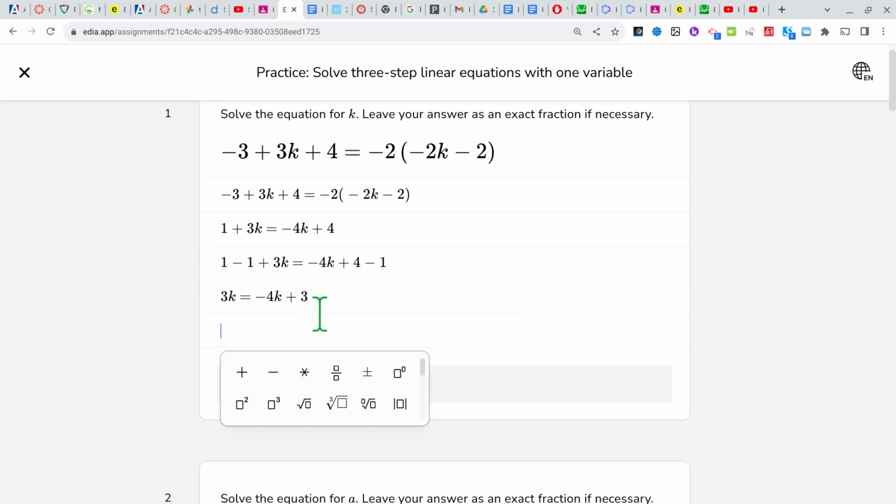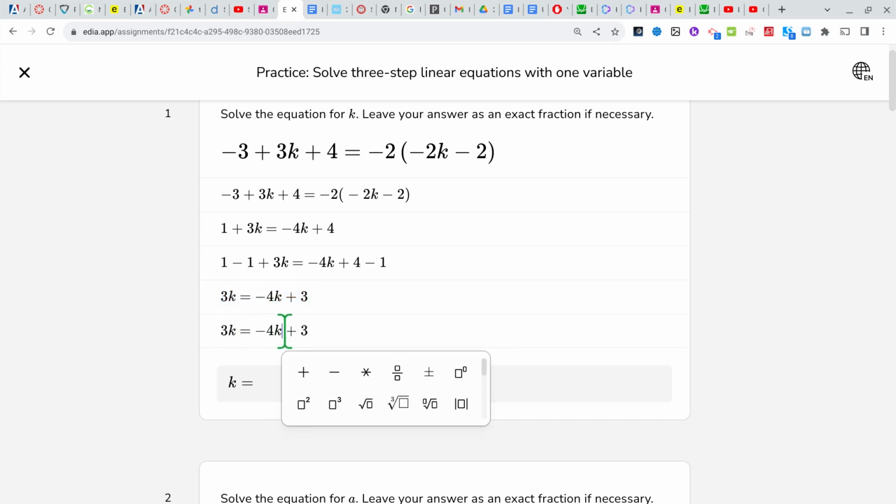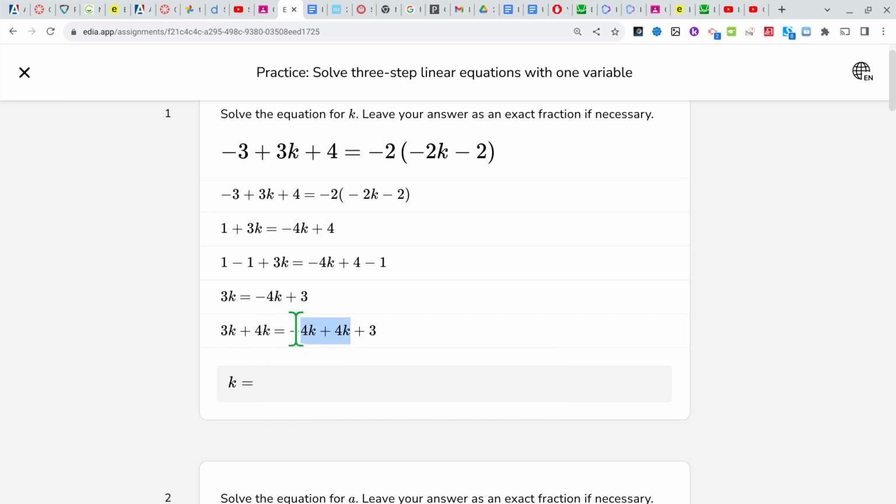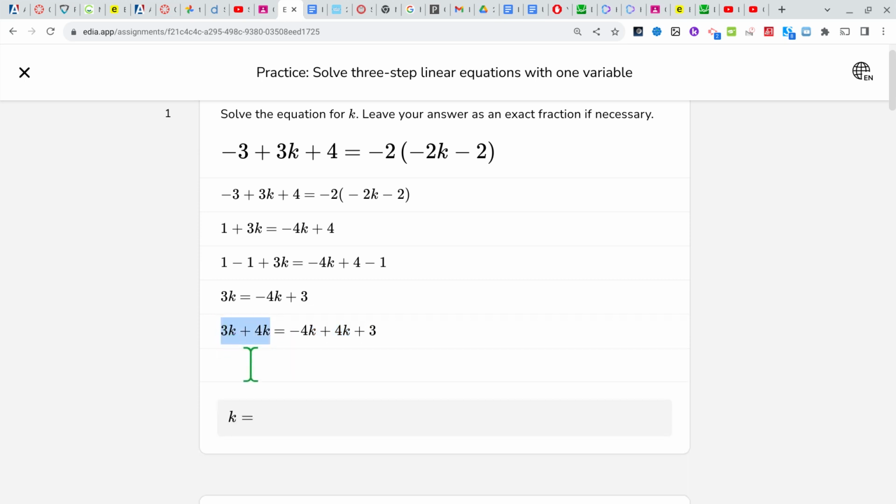Next, I'm going to copy and paste. Now we can move this to this side by adding 4k, and that's going to turn this into 0. But if you add 4k here, you have to add 4k over there too. And this turns into 0 right here. So these two become 7k, 7 times k, and then equals the same. And this turns into 0, so then it's just going to be 3.